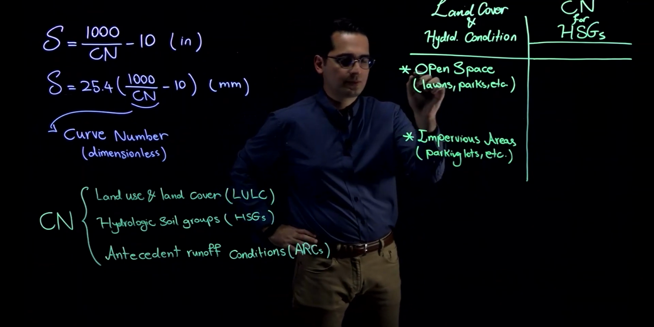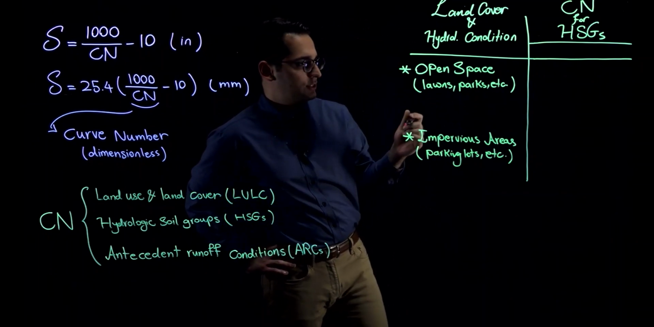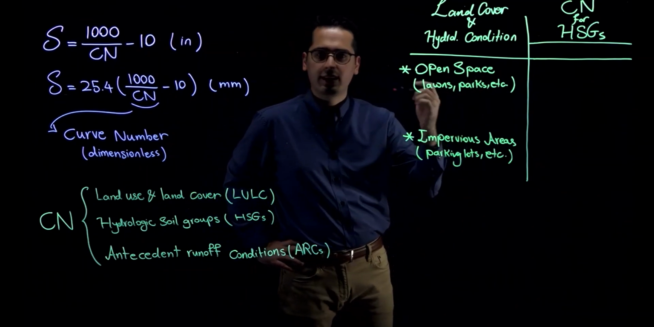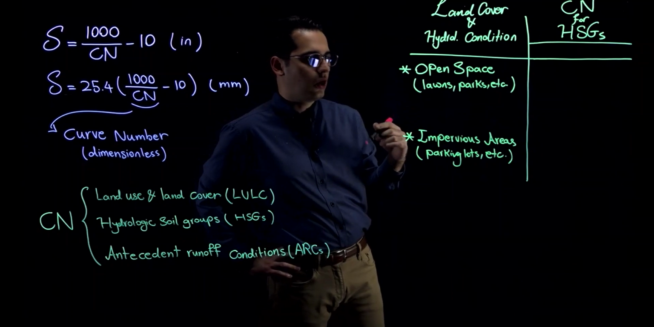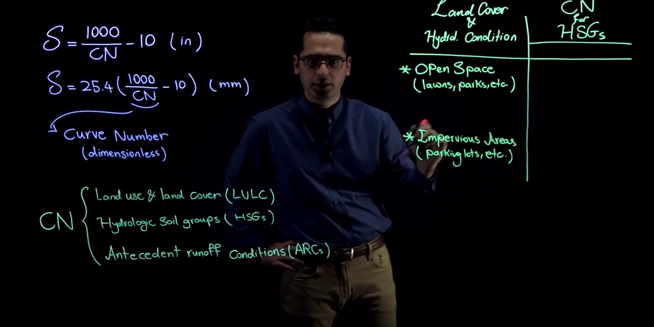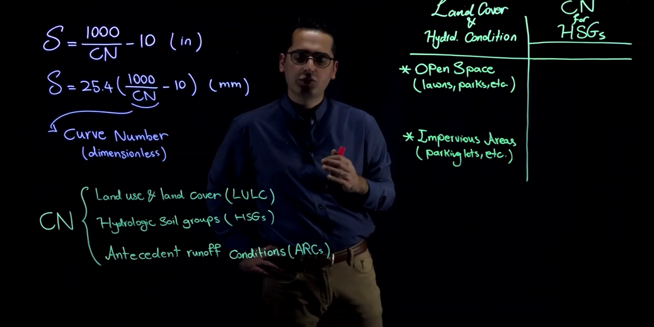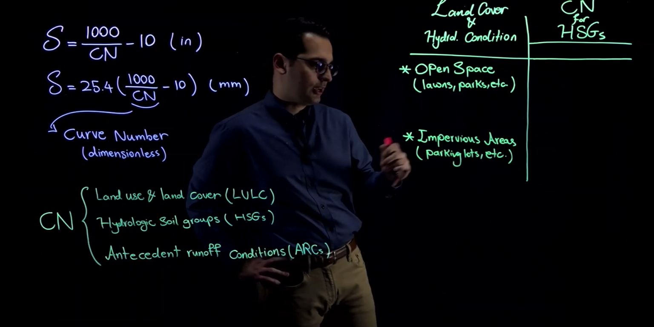For example, open space is one type of land cover. What is open space? Lawns, parks, and things like that are considered to be open space. Another type of land cover could be impervious areas. And impervious areas are paved roads, paved parking lots, and things like that.